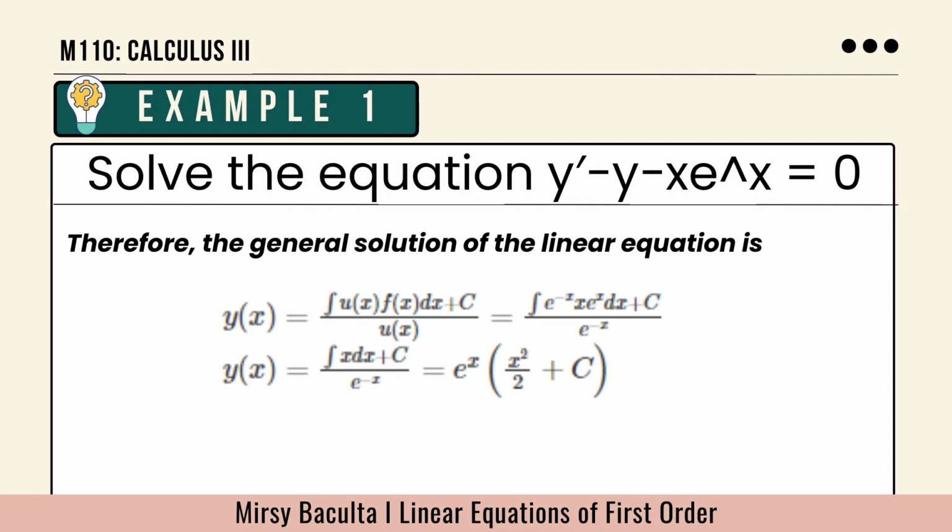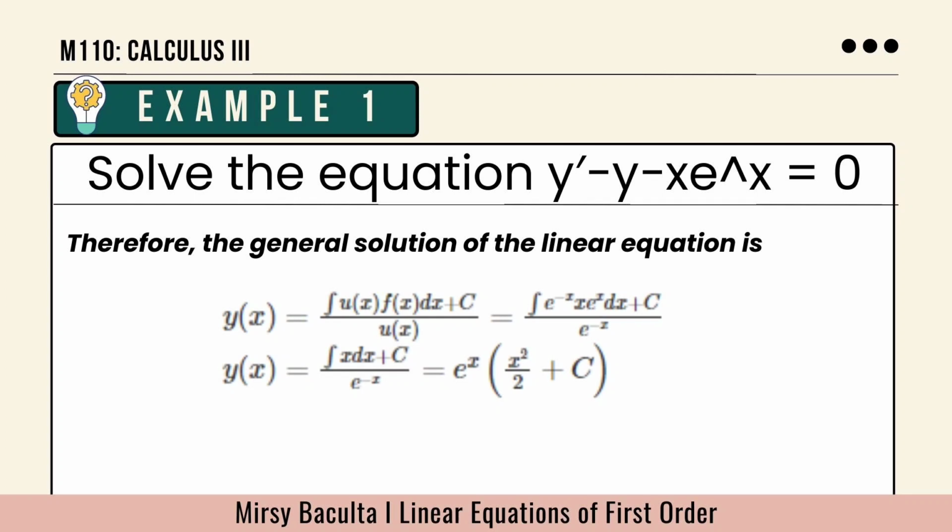So we have here the y of x. The y of x is equal to e to the power of x times x squared over 2 plus c. C is an arbitrary constant. As you can see here, the general solution in the steps that is presented is the integral of u of x, f of x dx plus c, over u of x. Then we substitute the value of u of x that we solved in the integrating factor, e to the power of negative x. So in our equation, we have the integral of x e to the power of x dx plus c.